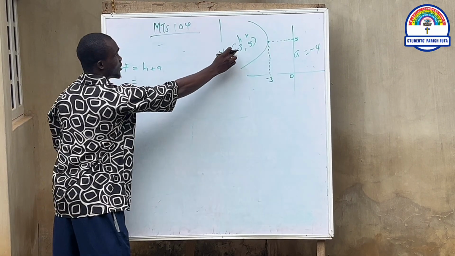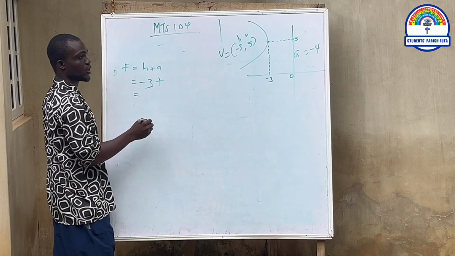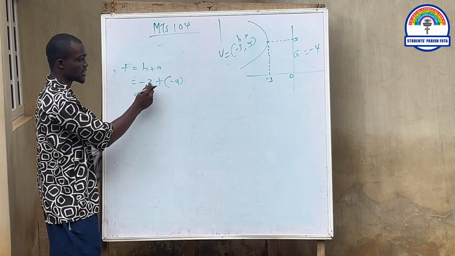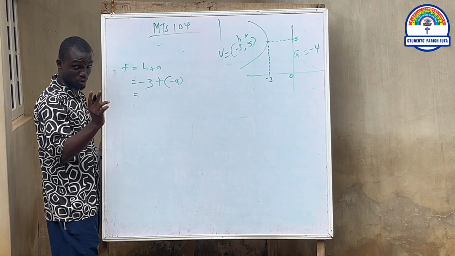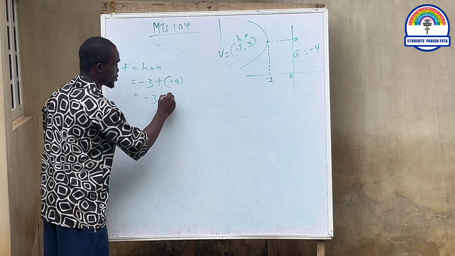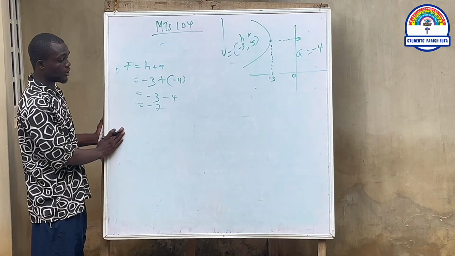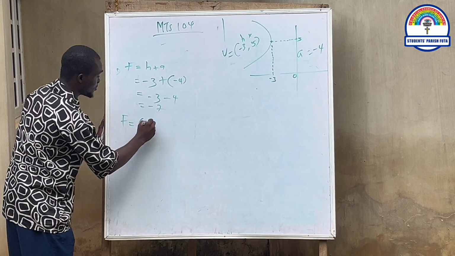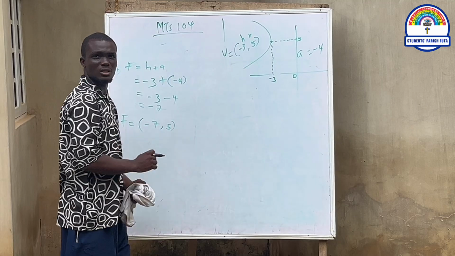You know our h, this was -3, right? Our h is -3 plus a, that's -4. Do you understand? Don't forget that when positive multiplied by negative is giving us negative. So we have -3 minus -4... that's -7 for our focus. Alright, let's write this f properly. So we have f is equals to -7, 5.